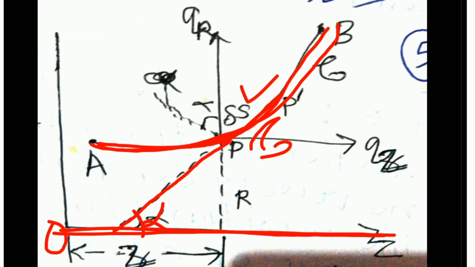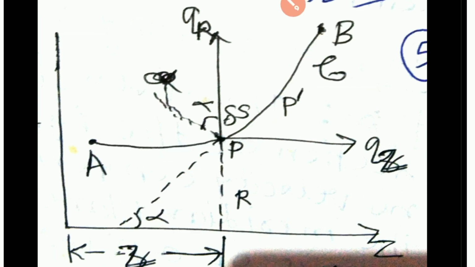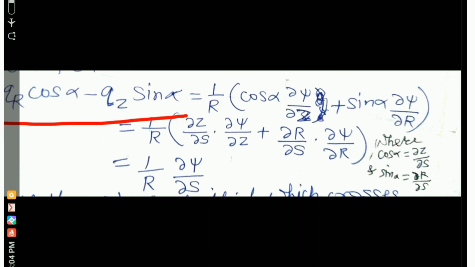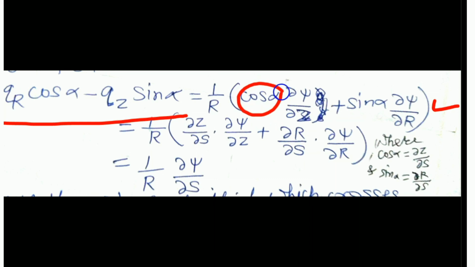the normal component of velocity at P from right to left is QR cos alpha minus QZ sin alpha, which is equal to 1 upon R cos alpha dou psi by dou Z plus sin alpha dou psi by dou R. So this can be written as, here this cos alpha is dou Z by dou S and this sin alpha is dou R by dou S. So in place of cos alpha we can put dou Z by dou S, and in place of sin alpha we substitute dou R by dou S.